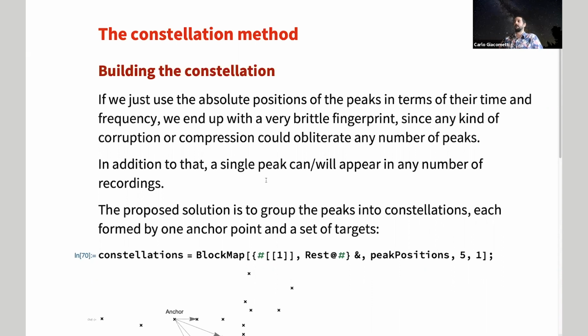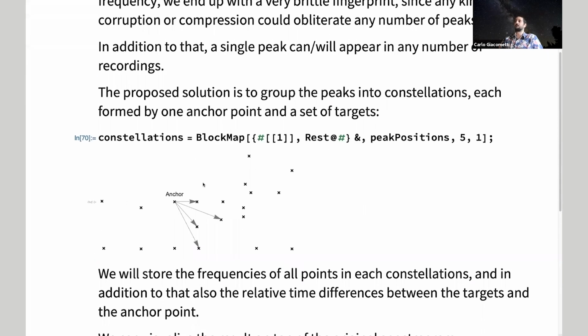In addition to that, if we forget the time information and just store the frequency information, we are more than guaranteed that each single peak can or will appear in any number of different recordings. So the proposed solution is to group our peaks into constellations. Constellations is just a fancy way of saying a set of more than one point. Each of these constellations is formed by one anchor point and a set of targets. And here, as you can see, I'm just using a block map to group this in an easy way.